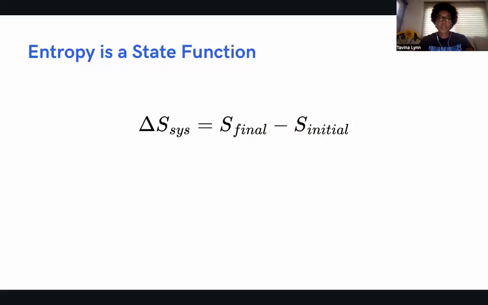All right. So last week we talked about what a state function is, and we talked about some thermodynamic functions that are state functions. Similarly, entropy is also a state function, right? Meaning that the change in entropy of the system can be determined based on the difference between its final and initial states, and the path that we take between the initial and final states will not impact our change in entropy.